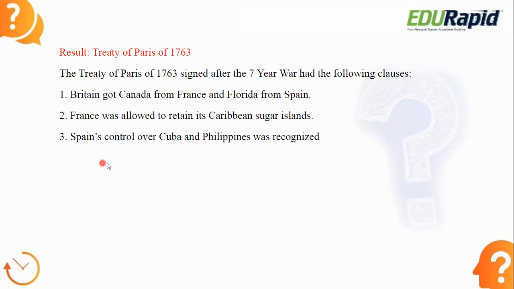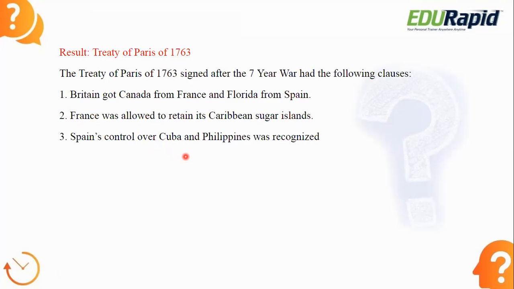Spain is also one of the imperialistic countries. Cuba and the Philippines were the colonies of Spain. Before the Treaty of Paris of 1763, it was not recognized by the different European countries. But after the Treaty of Paris of 1763, Spain's control over Cuba and the Philippines was recognized by the different European countries.